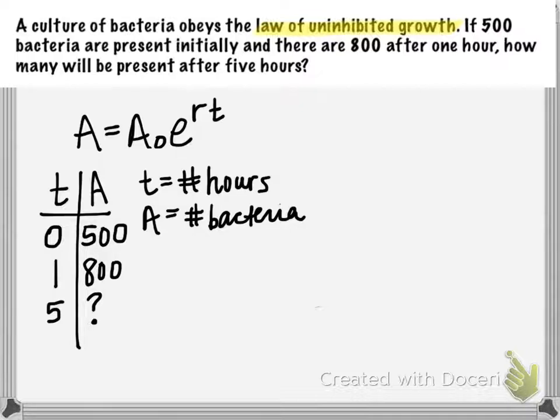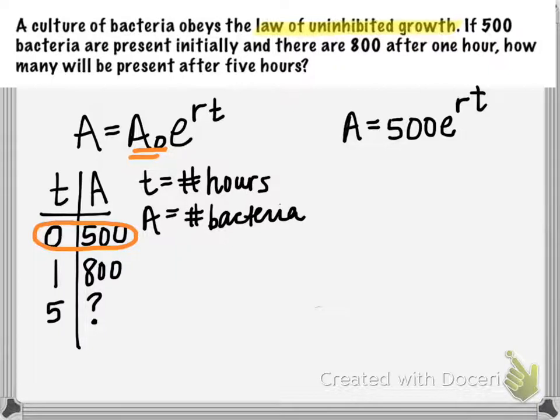So let's begin with our initial amount. We know at time 0 we have 500 bacteria. So that's going to give us our A sub 0. So we can start off with A equals 500 e raised to the r times t power.